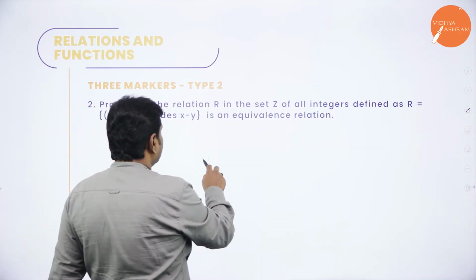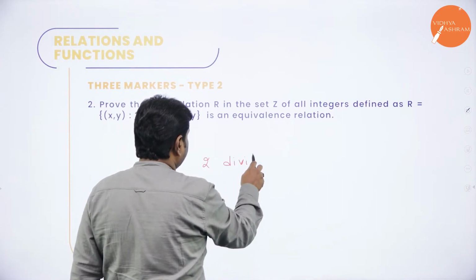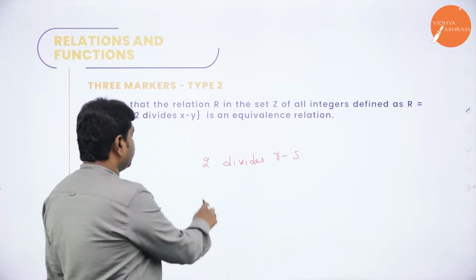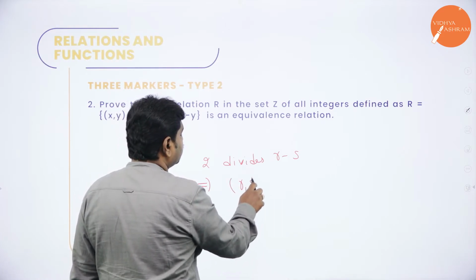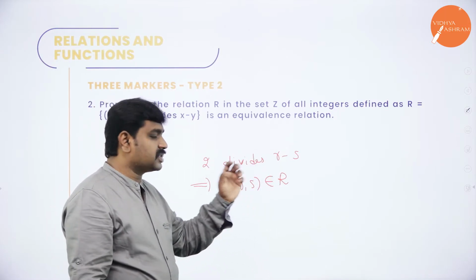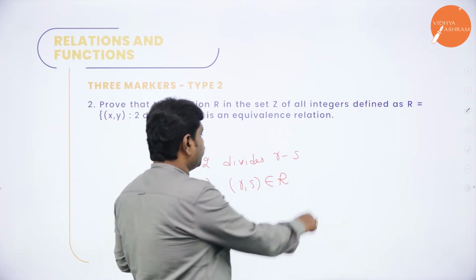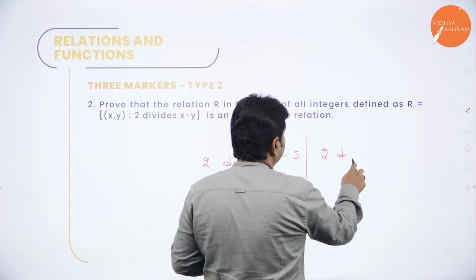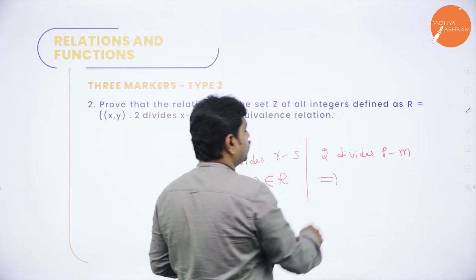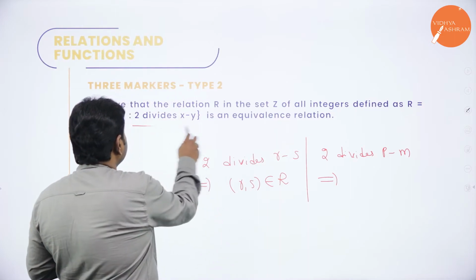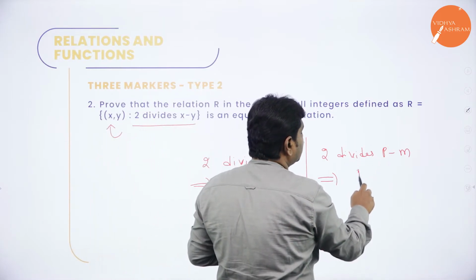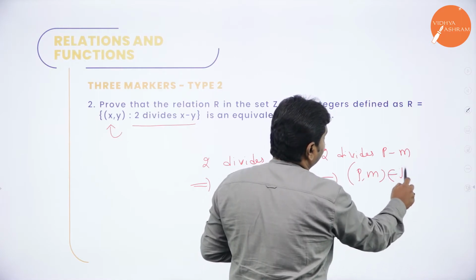Now coming to the point. Suppose 2 divides R minus S. Then definitely this implies (R, S) belongs to the relation. 2 divides R minus S means (R, S) belongs to R. Or suppose 2 divides P minus M. 2 divides x minus y means (x, y) belongs to R. Similarly, 2 divides P minus M means (P, M) belongs to R. This is what is required now.